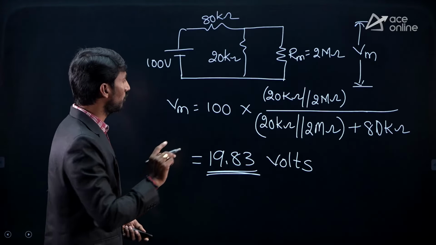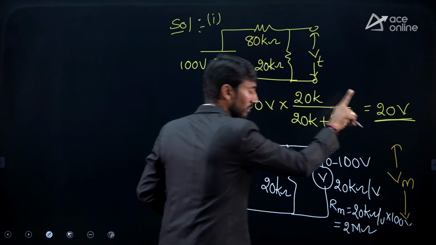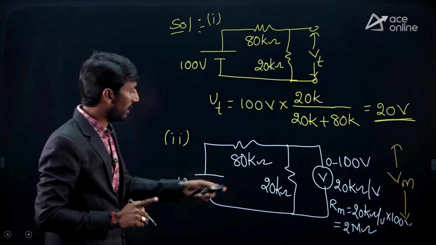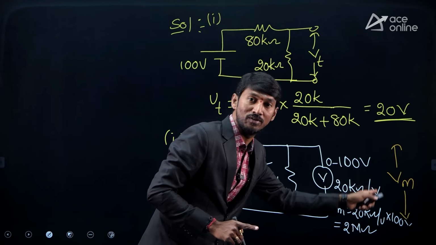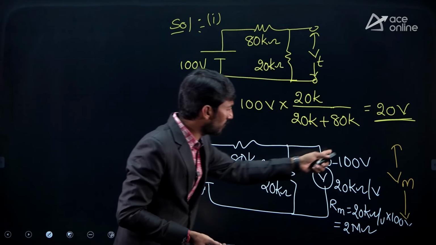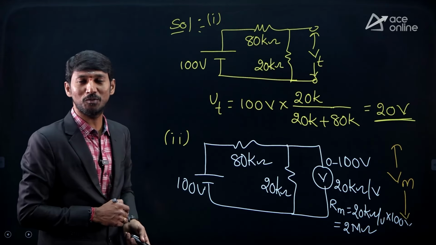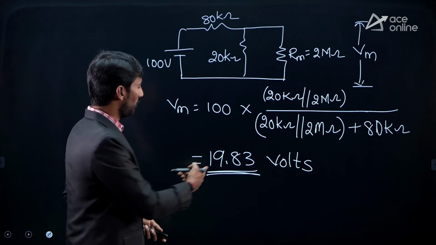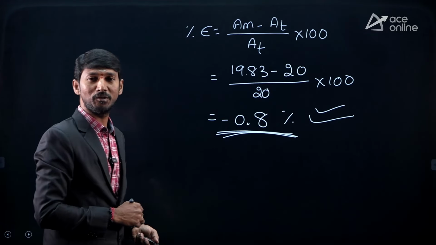Clear? Only what you have to do? True value you have to calculate, then the measured value. Measured value plays a role with the calculation of meter resistance. Yes, further data is given. Observe this properly. Clear? So the error will correspondingly be minus 0.8%.